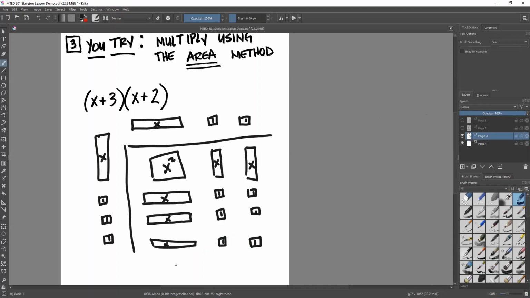So what do we have all added up? x squared. How many x tiles do we have? 1, 2, 3, 4, 5. So then that would be plus 5x. How many ones do we have? Well, we have 6. And that's our answer.